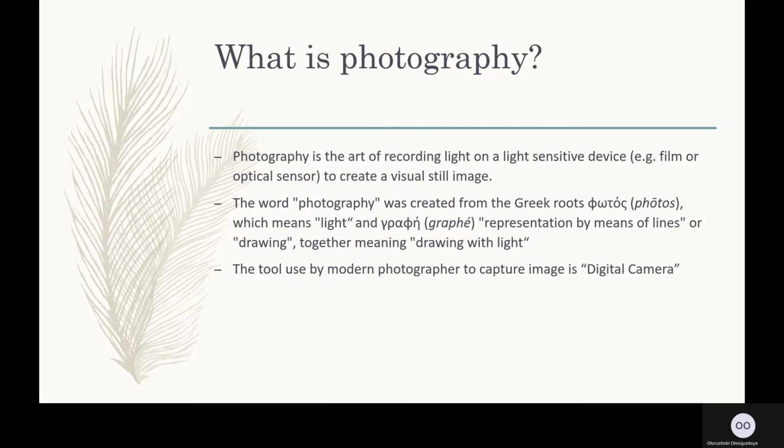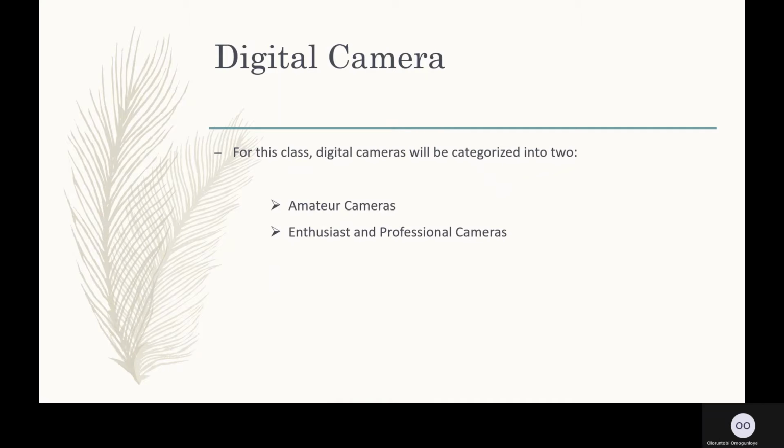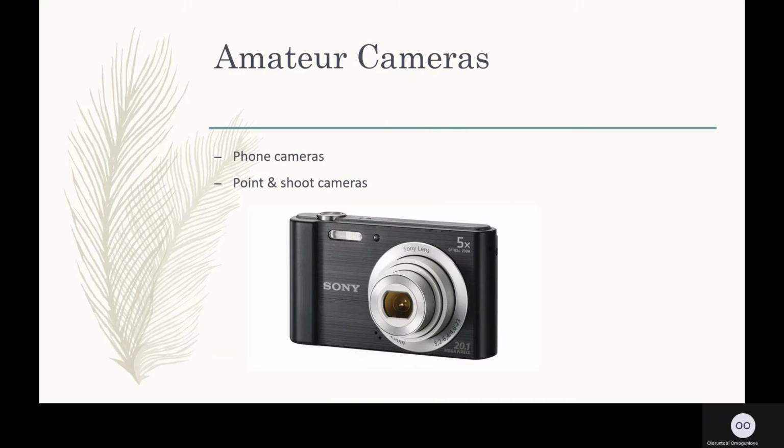It's just about capturing light on a sensitive device. There are other definitions that we'll see, but no definition will go beyond telling you that it's all about capturing light. And what we use to capture images in photography are our digital cameras. Even your phone is a miniature digital camera also. If we go to the next slide, we say we have 2 types of camera. We have the amateur camera and the enthusiast and professional camera.